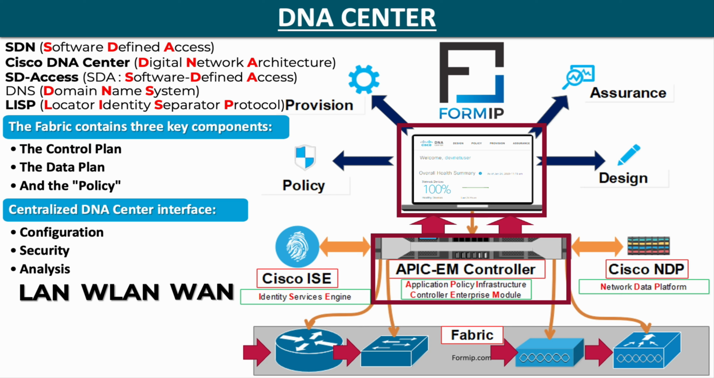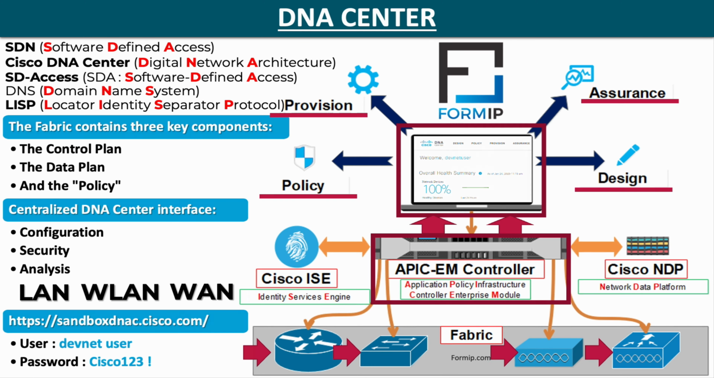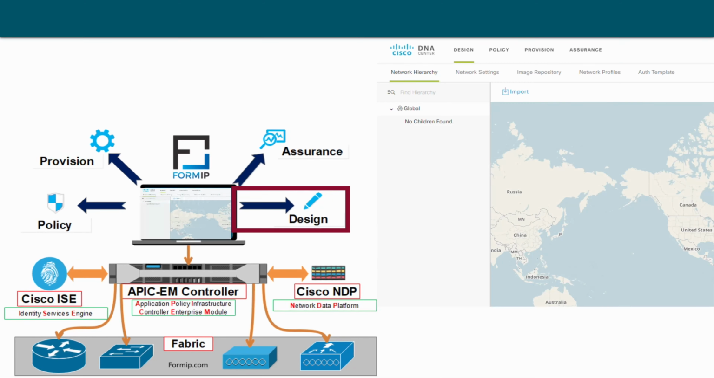In the DNA Center, we have 4 key attributes: design, policy, provision, and assurance. So, if you want to see what the DNA Center's GUI looks like, you can connect with Cisco's sandboxes at the address sandboxdnac.cisco.com and use the DevNet user ID with the password Cisco10023. We will now detail the 4 attributes of the DNA Center.